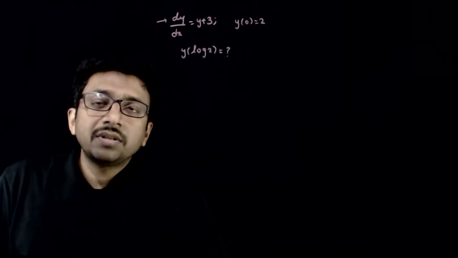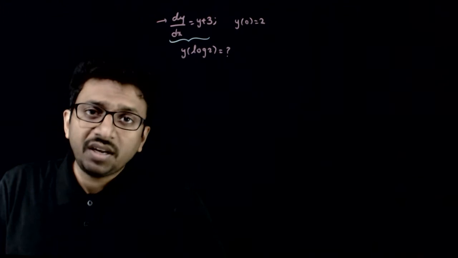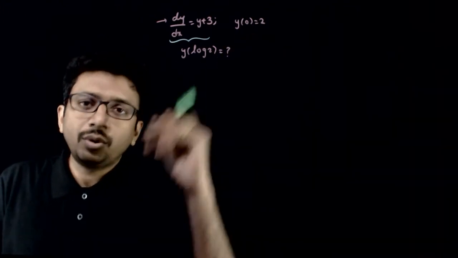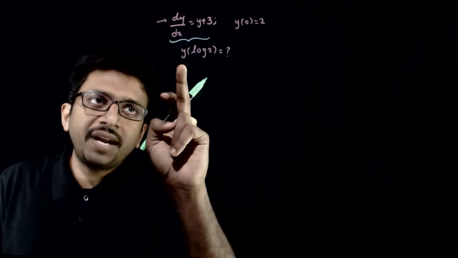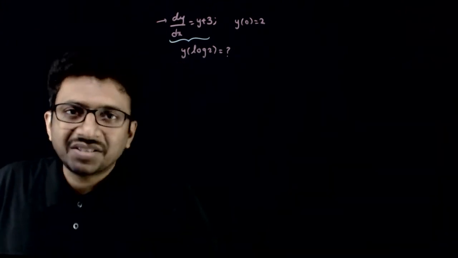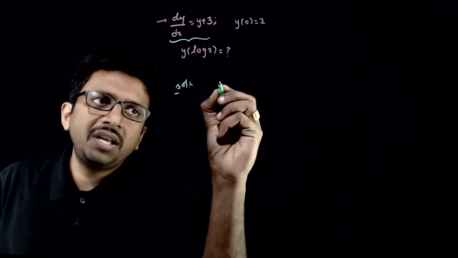So welcome students. In this question you're given the differential equation dy/dx = y + 3 and y(0) = 2. That is, at x = 0, y = 2. And you're asked to find the value of y when x = log 2. So again, a very straightforward differential equation.